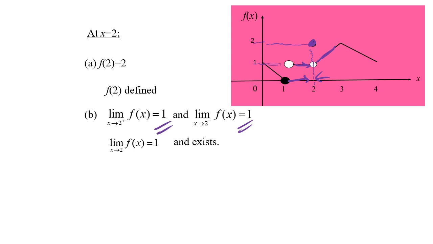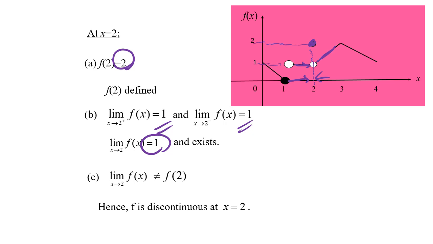But how about the third condition? Is f(2) equal to the limit of f as x approaches 2 or not? The limit of f(x) as x approaches 2 is equal to 1. f(2) is equal to 2. So it is not the same. So is it continuous? No. f is discontinuous at x equal to 2. So we need to check all these three conditions, and at last, it doesn't meet the third condition. So it is discontinuous.